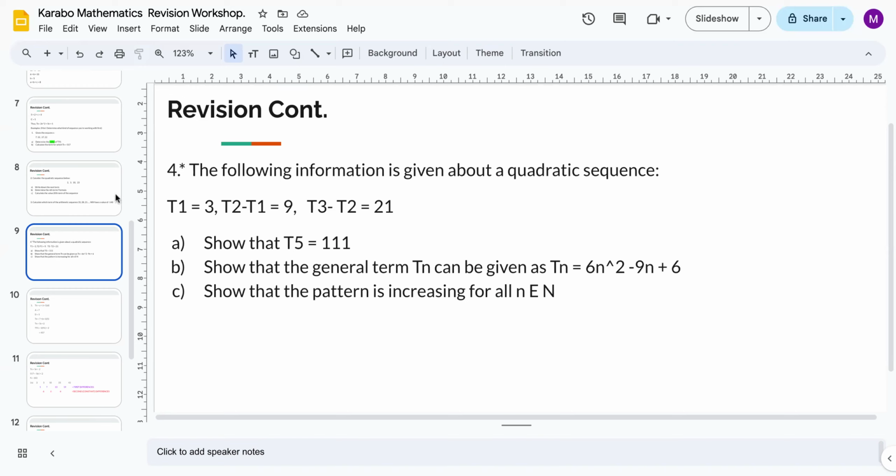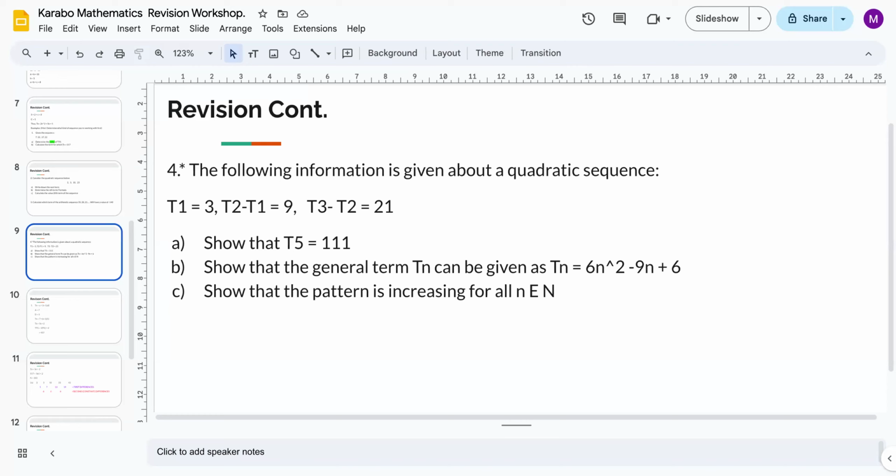Okay, so I did put an asterisk at number 4 because it is a bit of a higher level question. So number 4 reads, the following information is given about a quadratic sequence. They tell me that the first term is equal to 3. The difference between the first and second terms is equal to 9. And the difference between the third and second terms is equal to 21.